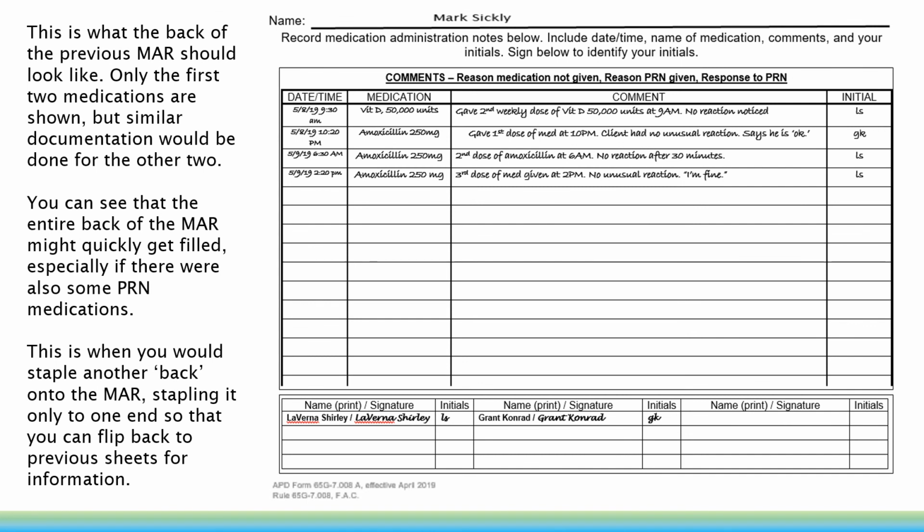This is what the back of the previous MAR should look like. Only the first two medications are shown, but similar documentation would be done for the other two. You can see that the entire back of the MAR might quickly get filled, especially if there were also some PRN medications. This is when you would staple another back to the MAR, stapling it only to one end so that you can flip the sheets back and forth.